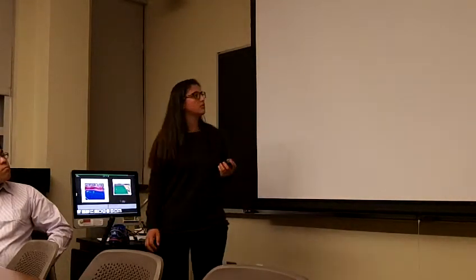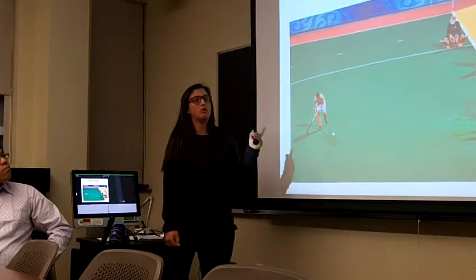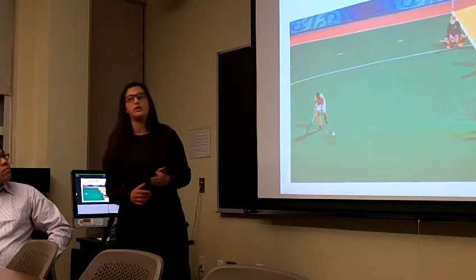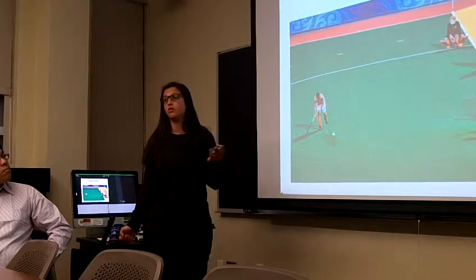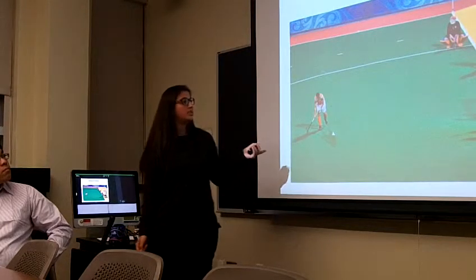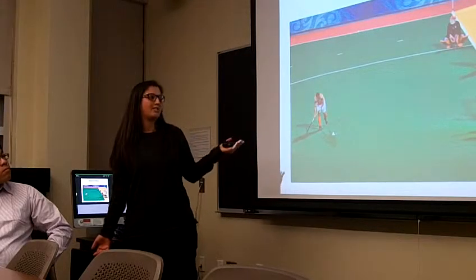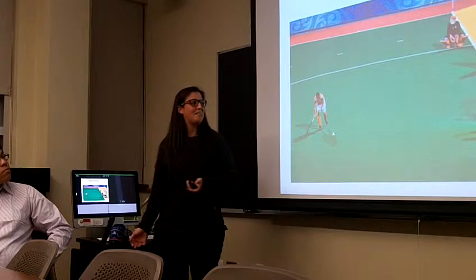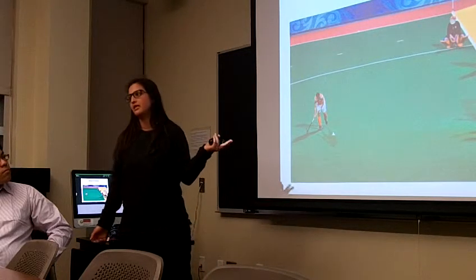And then my last point is penalty strokes. A penalty stroke is also awarded when there's a foul inside the circle, but in this case it's more severe. It would be equivalent to the free kick in soccer. And as you can see, there's only one player and the goalkeeper, and most of the time it's a goal. Like, it's kind of embarrassing if you don't score. Usually, I would say 90% of the time it's a goal.